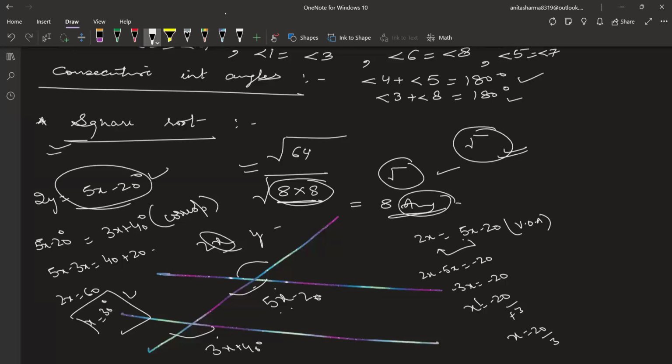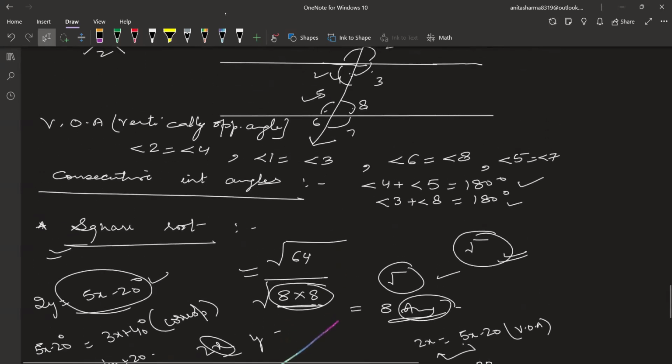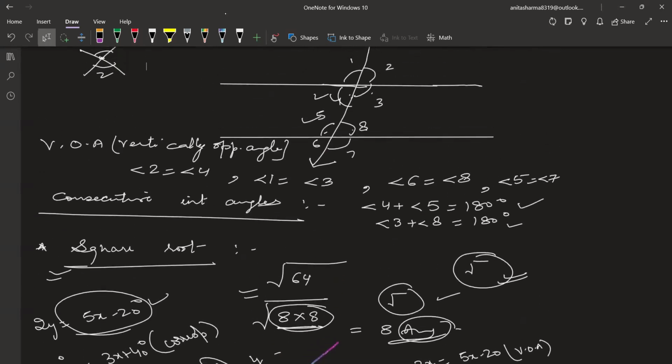Rishit? Yes, sir. Ma'am, can you show vertically opposite angles once more? Beta, when two lines intersect each other, then their opposite angles are equal. That is called vertically opposite angles.